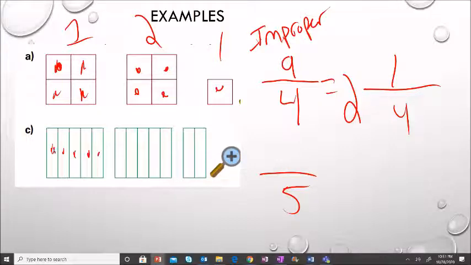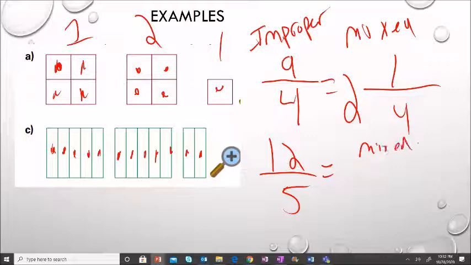So now we're going to go 1, 2, 3, 4, 5, 6, 7, 8, 9, 10, 11, 12. So I'm going to write 12 over 5 as my answer. And now my mixed number has to have a whole. So you have to ask yourself, how many wholes do we see here? Well, we have 1 here and 2 here.